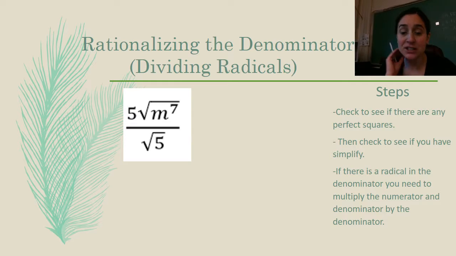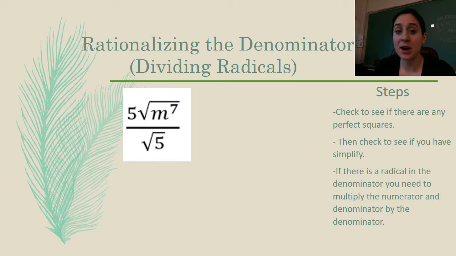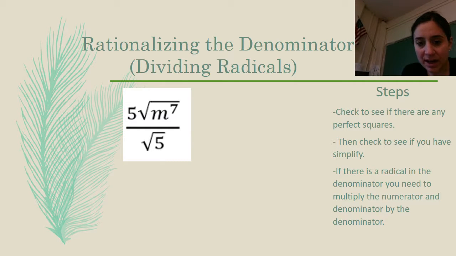Alright, so now what I'm going to do is try and rationalize the denominator. I have radical 5 in the denominator. It's not a perfect square. So what I need to do is get rid of it in the denominator. I'm going to do that by multiplying the numerator and the denominator by radical 5. So watch how I do that. I'm going to multiply both of them by radical 5.